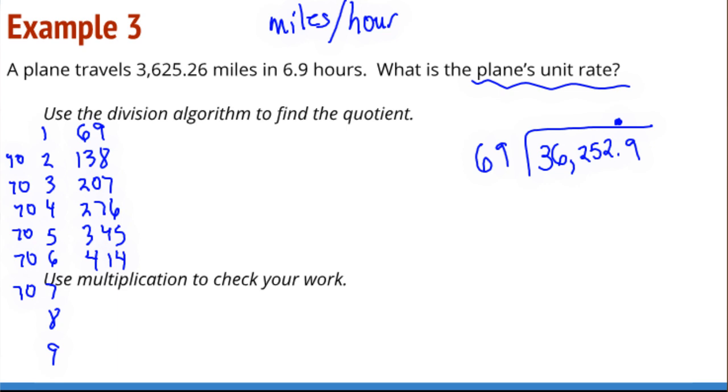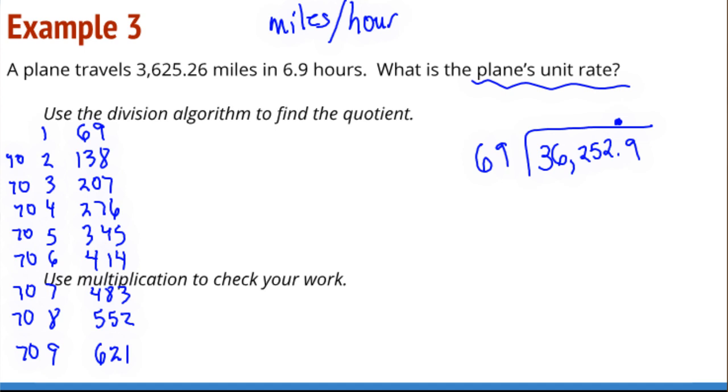70 times 7 is 490, minus 7, 483. 70 times 8 is 560, minus 8, 552. And 70 times 9 is 630, minus 9, 621. So I've got my chart. I'm all ready to go here.